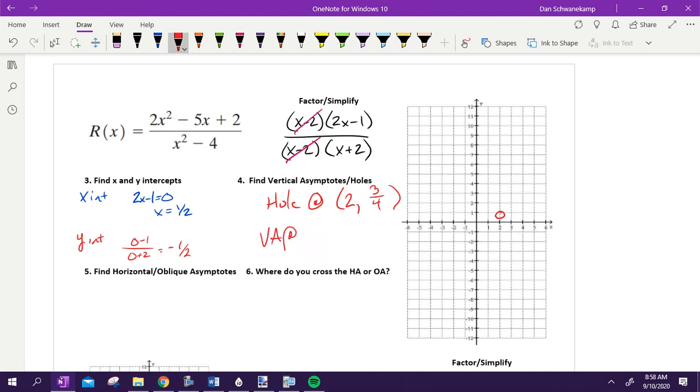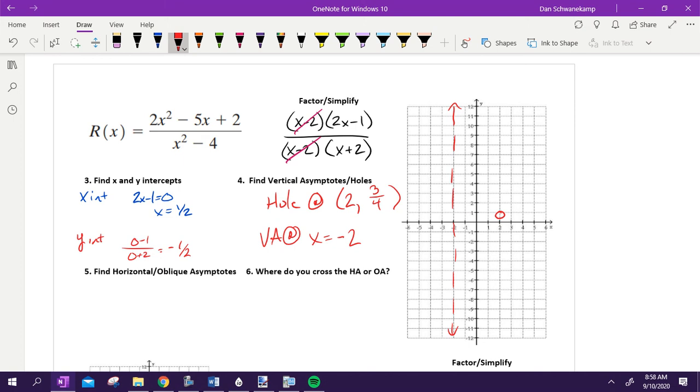Vertical asymptote at x is equal to -2. Vertical asymptote at -2. Horizontal or oblique? Show me with your fingers. What do you think the horizontal or oblique asymptote is going to be on this graph? Show me with your fingers. I'm waiting on answers. I don't want just 4 people to answer me. I want everybody.